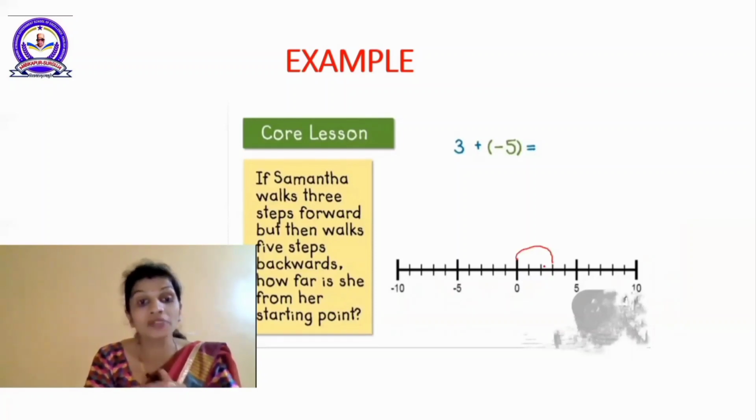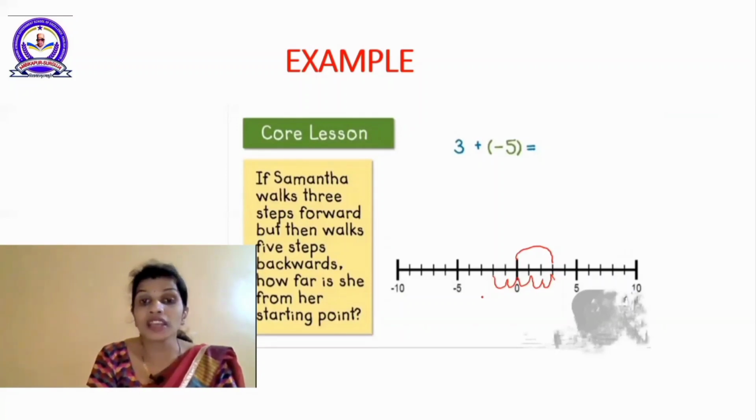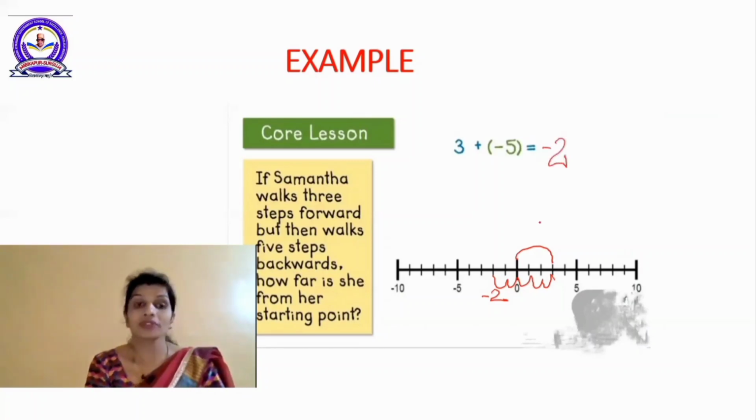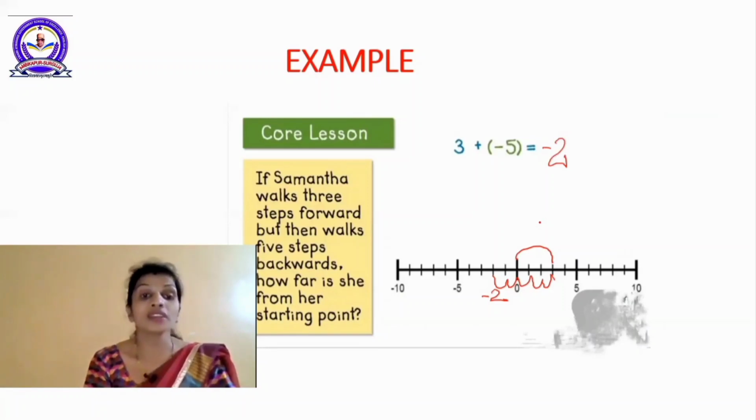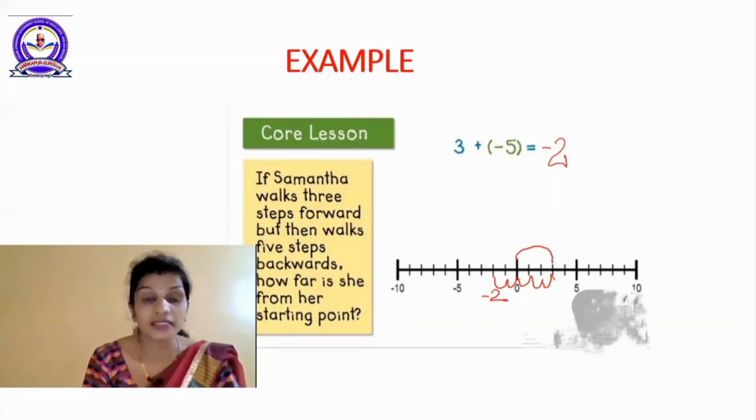Now, she walked 5 steps backward. As she's moving back, the answer will come in negative. So 1, 2, 3, 4, and 5. Where did she reach? She reached minus 2, because this is behind her initial point. So your answer, 3 plus minus 5, will be equal to minus 2. I hope you have understood how to add integers.